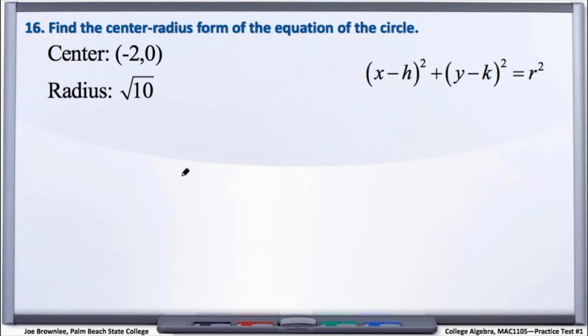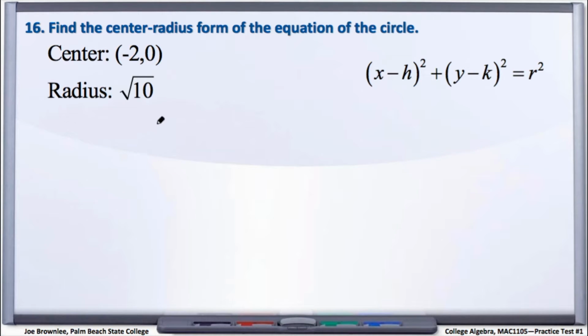All right, question number 16. Find the center radius form of the equation of the circle. And just like before, we've been given some information about this circle. We're told the center of this circle is located at -2, 0, and that the radius of this circle is radical 10.